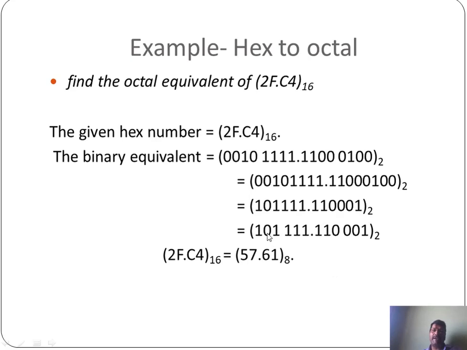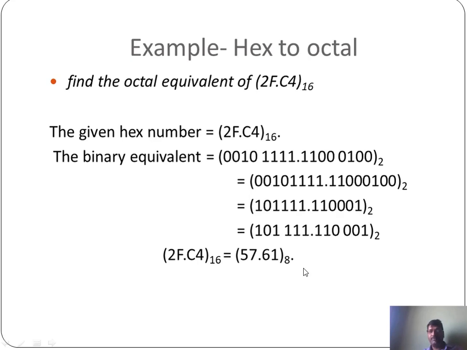Now convert this binary directly to its octal equivalent. So 1, 2, 4, that is 4 plus 1, 5. 1, 2 and 4, that is 7. 1, 2, 4, that is 6 and 1. So it is 57.61 octal number. So your hex number is converted to an octal number.